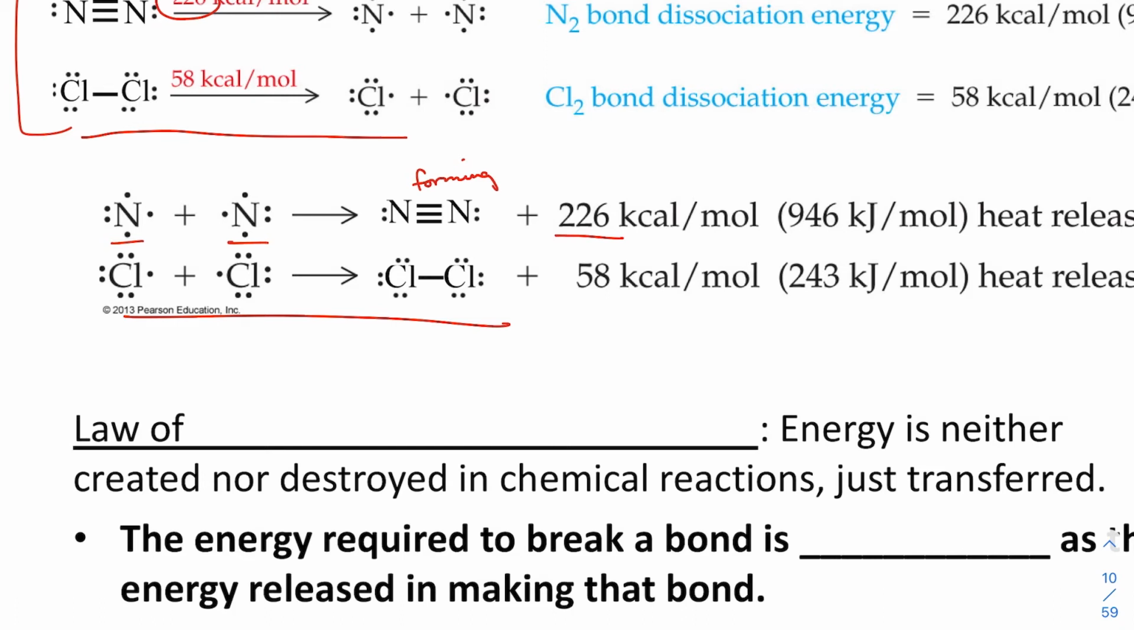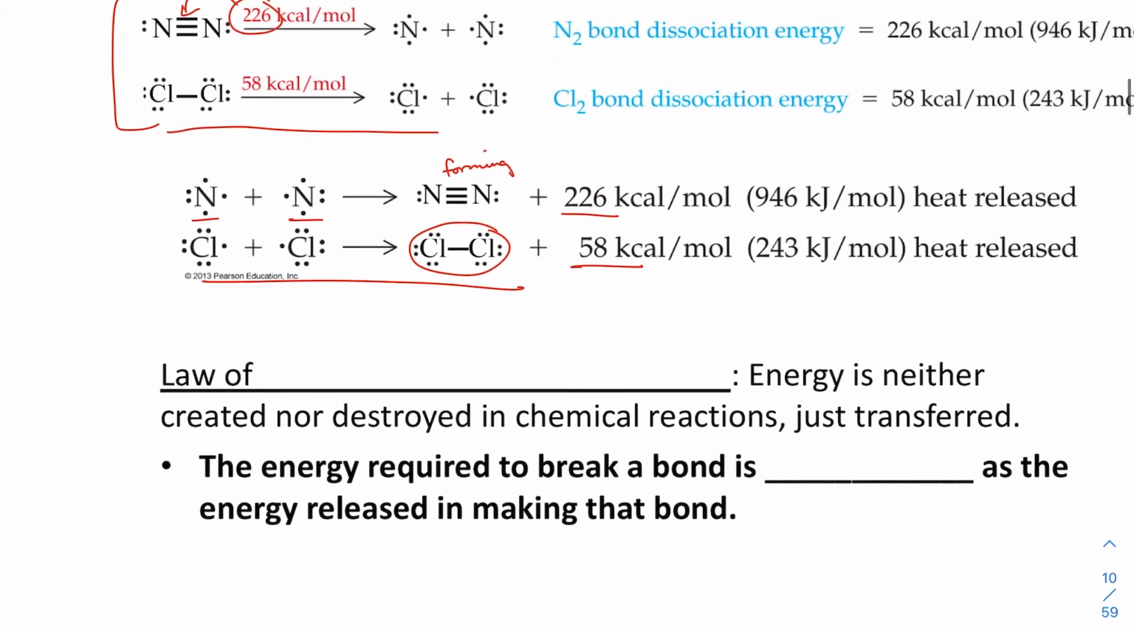Same idea with chlorine. If you're bringing 2 chlorine atoms together and forming a chlorine single bond, you would release 58 kcal per mole of energy.